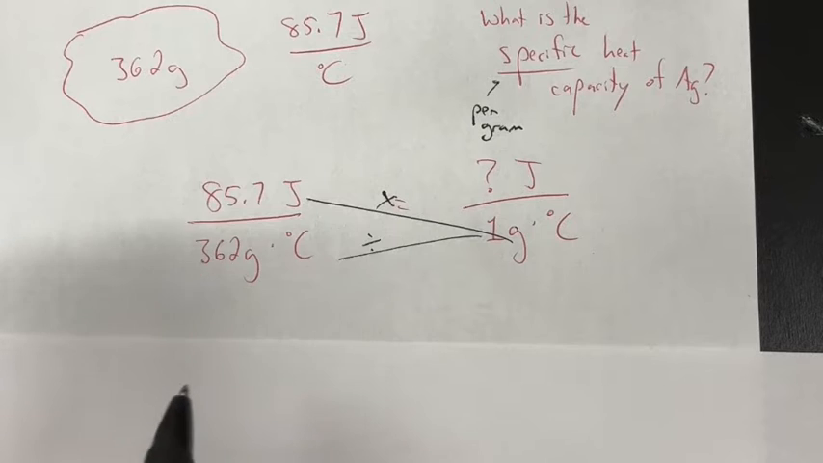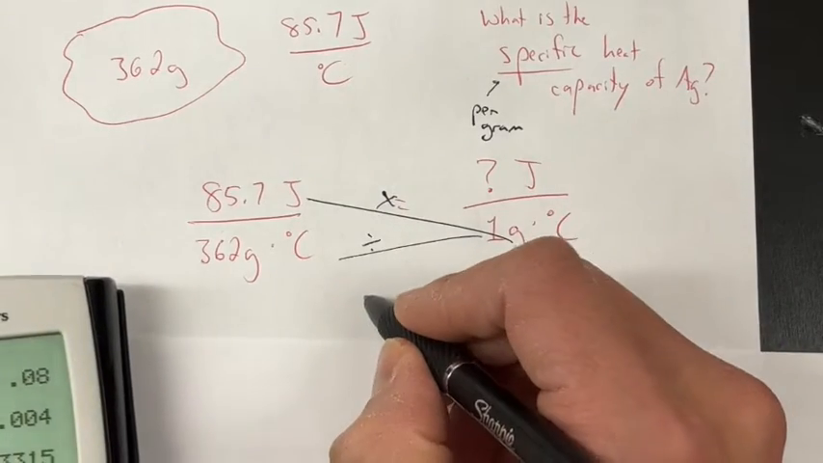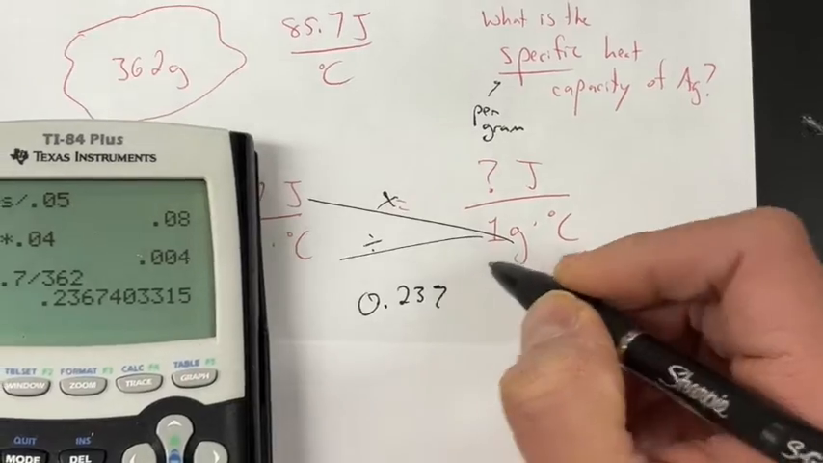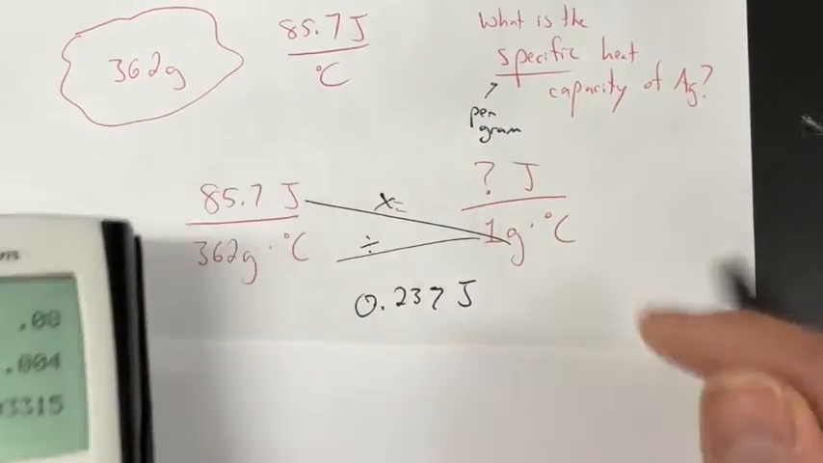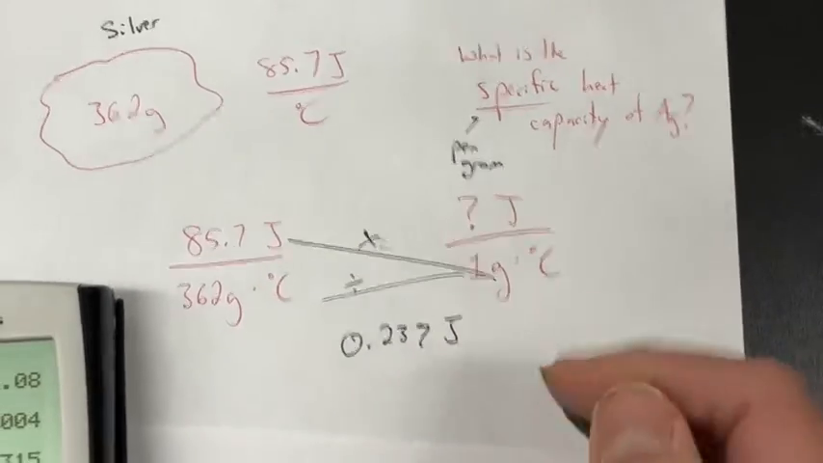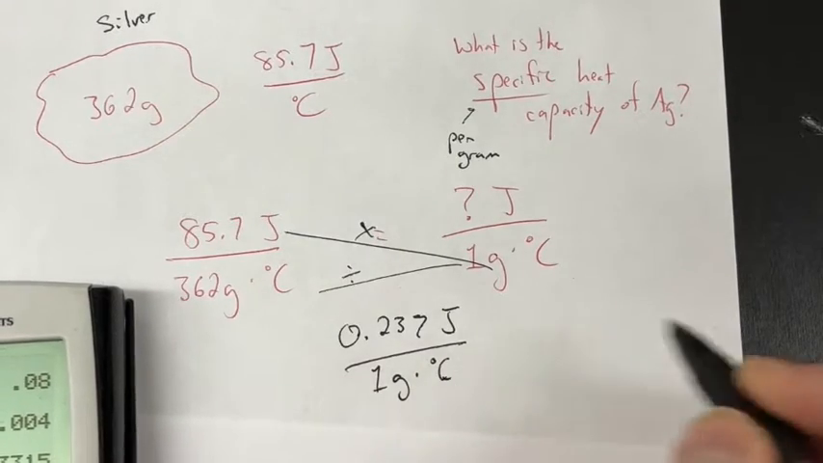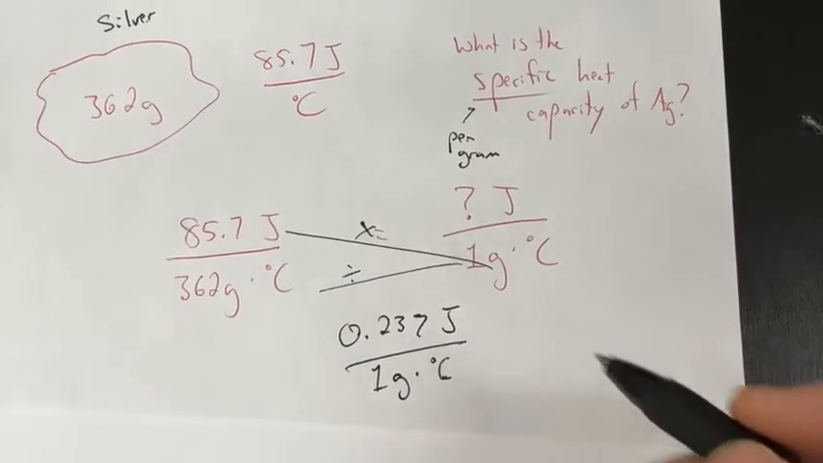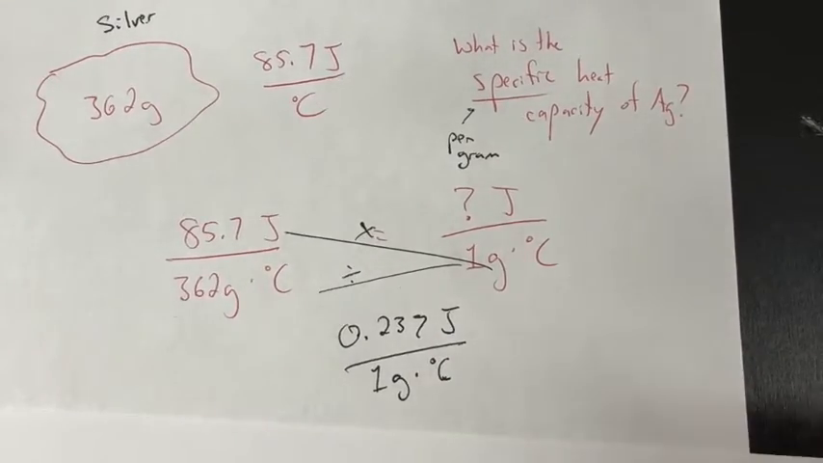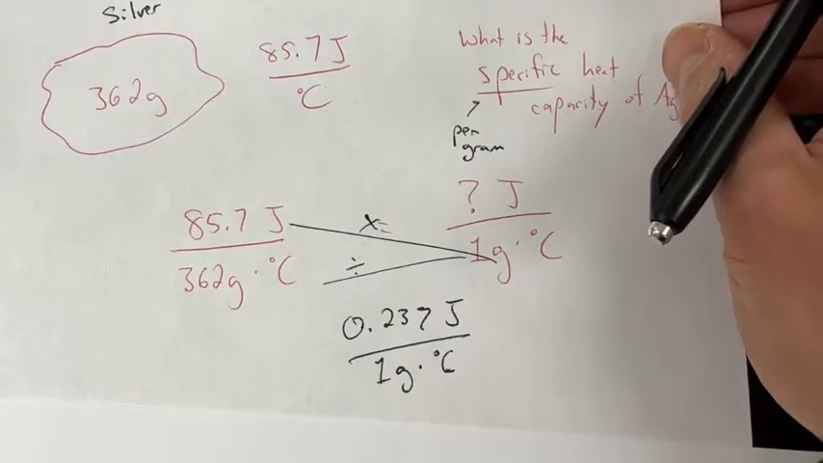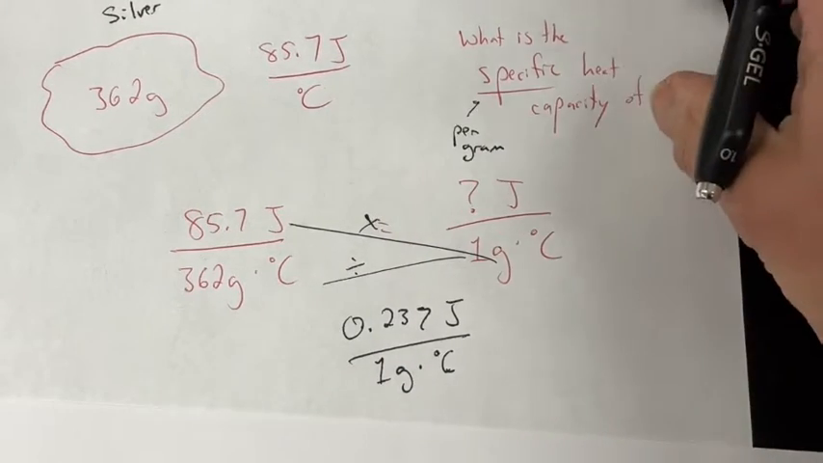So 85.7 times 1 divided by 362. I essentially divide by 362, and that gives me 0.2367 joules to heat up 1 gram by 1 degree Celsius. Okay, so it's a low specific heat capacity, which matches what we know about metals. It's a lot less energy to heat up a metal than it is to heat up something like water.